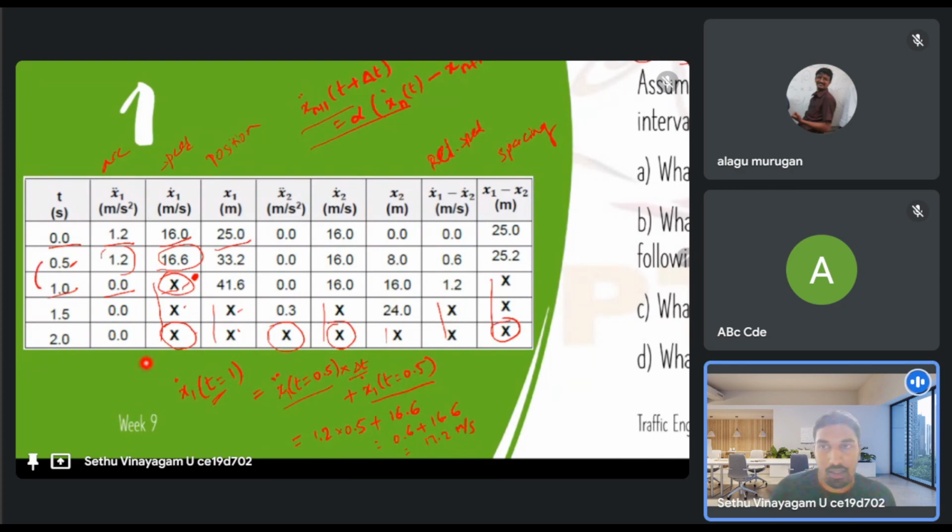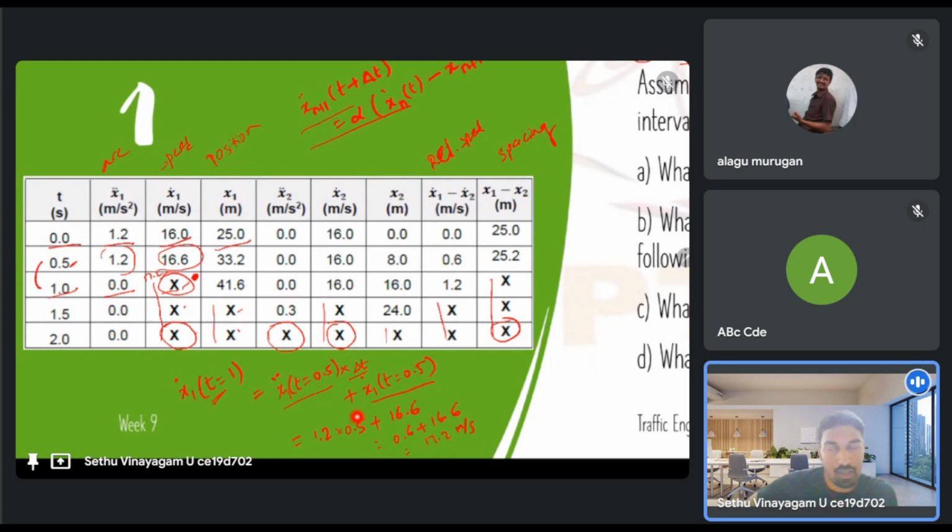In half a second, it accelerated at a rate of 1.2 meters per second squared. So the speed will be 17.2 meters per second at time equal to 1. Like that, we have to fill all the cells. So this is for the speed.